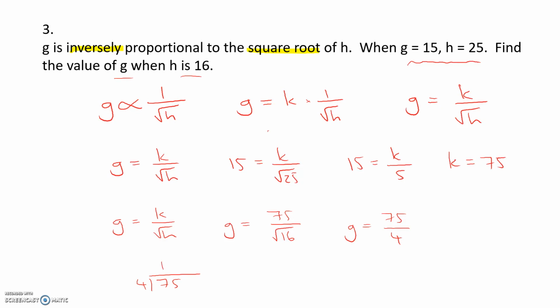So 4's into 7, carry 3. 4's into 35, 8, 3 to carry. 4's into 30, 7, 2 to carry, 4's into 25. So G is equal to 18.75. Done.